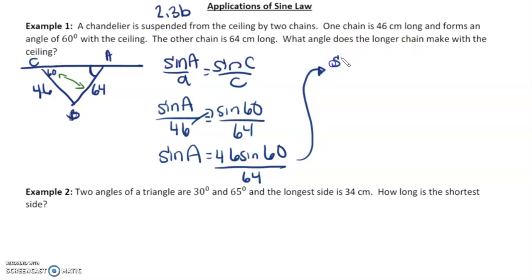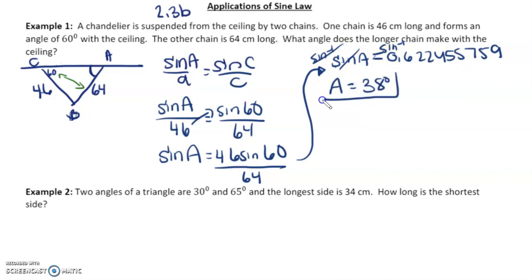Okay, so bring this up. I get sine A equals 46 sine 60 divided by 64, which is going to give us 0.622455759. Now this is clearly not the angle, so let's get rid of the sine. Let's sine inverse both sides. I just leave that number on my calculator, and I get A equals, let's round to 38 degrees.